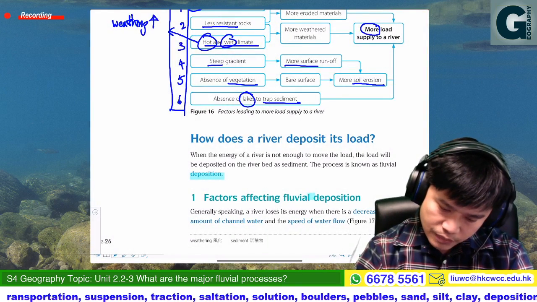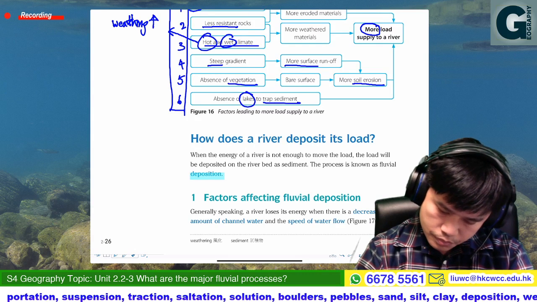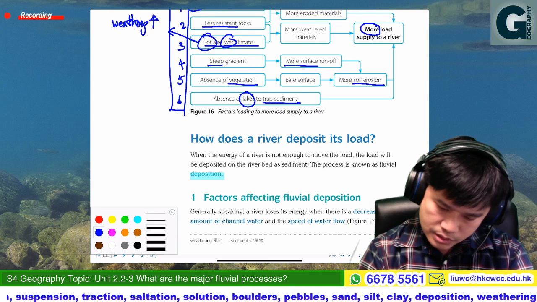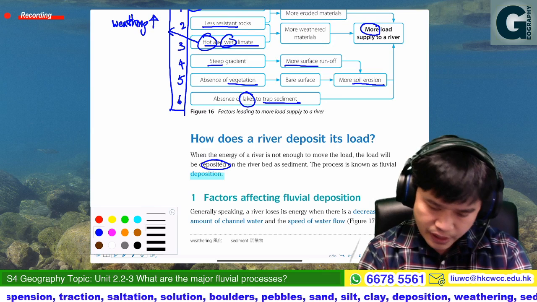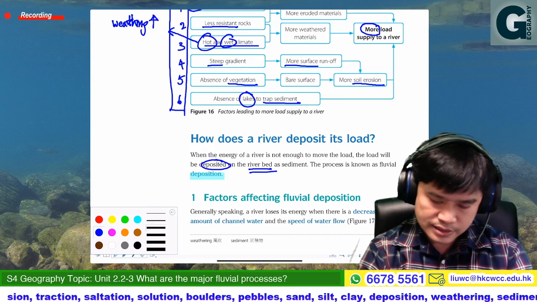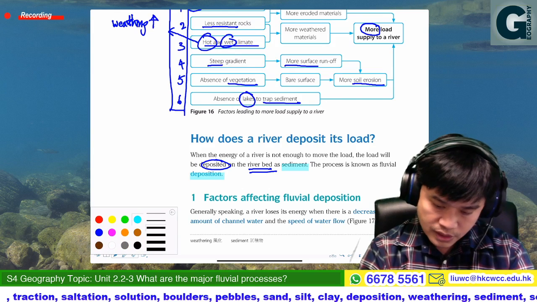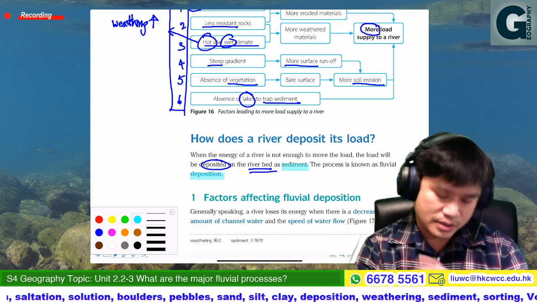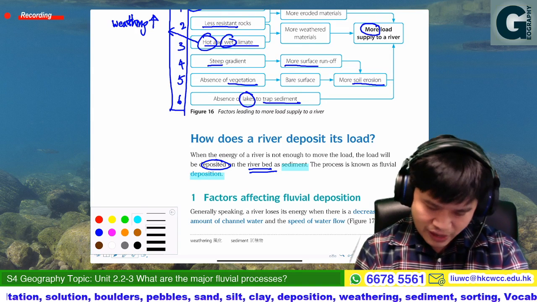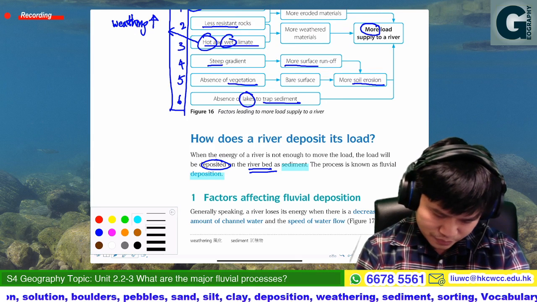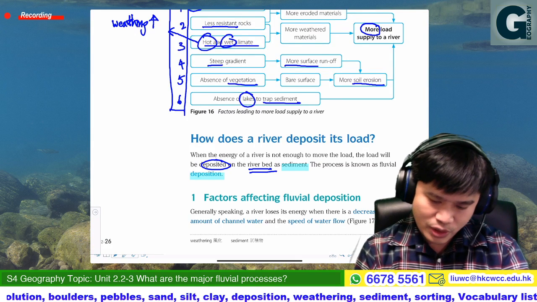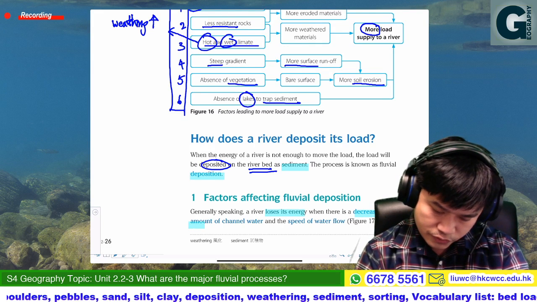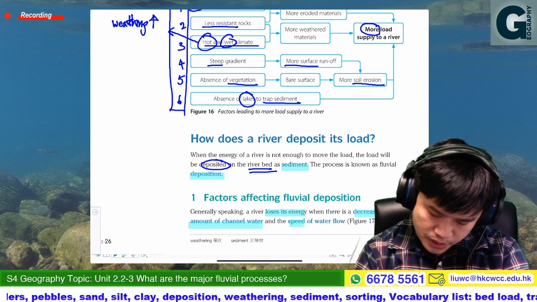Deposition means the load will be deposited on the riverbed. Remember, normally the riverbed has sediment, and it stays in one place. So let's have a look at what factors may affect fluvial deposition. Generally speaking, a river loses its energy when there is a decrease in the amount of channel water and the speed of river flow.